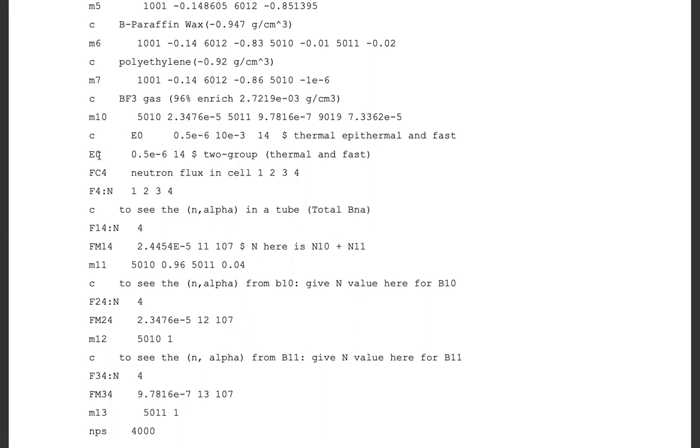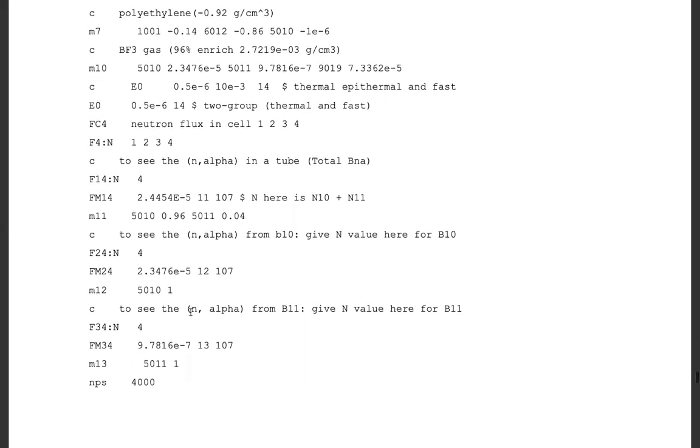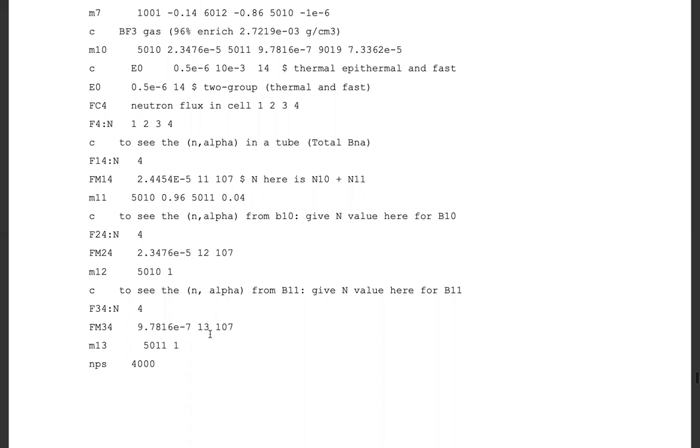You can study what enrichment you need, but if you have lower enrichment than this, it just spoils your signal. I took an energy, 2 groups as before, and I took the F4 flux tally in regions 1, 2, 3, 4. For the (n,alpha) reaction in cell 4, this is a tube. So I multiplied by the boron density, I made material 11, you can see it is boron, and 107 is the microscopic cross section for the (n,alpha) reaction. Then I did this again for B-10 and B-11 separately.